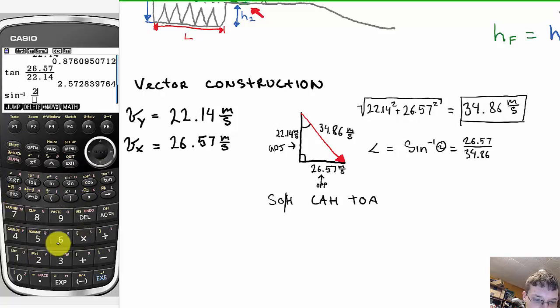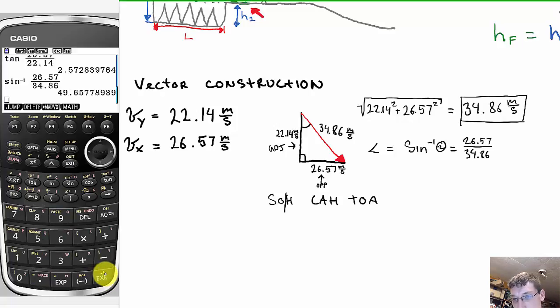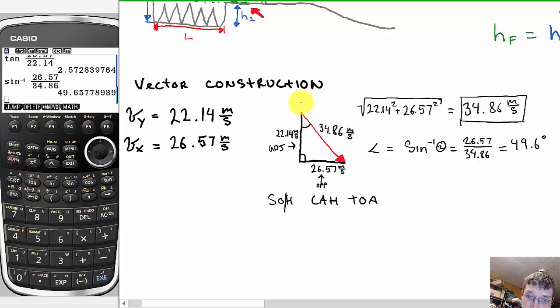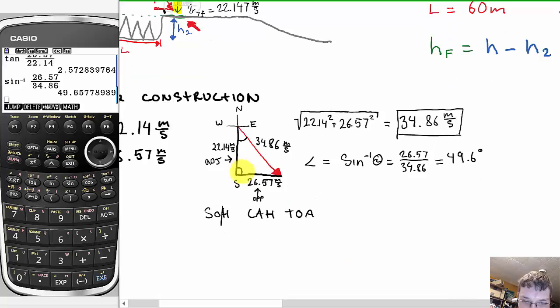Sine inverse of 26.57 over 34.86, just 49 degrees. Now, since we are reporting in degrees such as these, we have to make sure that we give it direction. So this is going to be 49 degrees going this way. So east of south. We are going towards east from south.